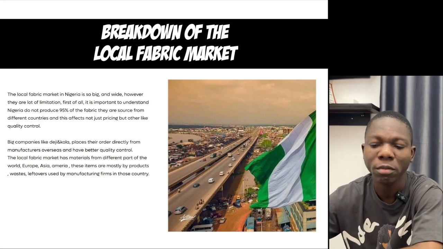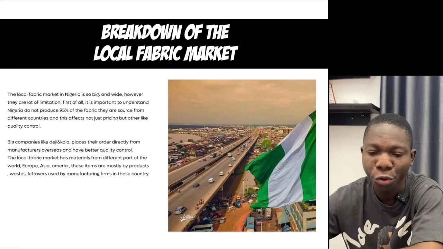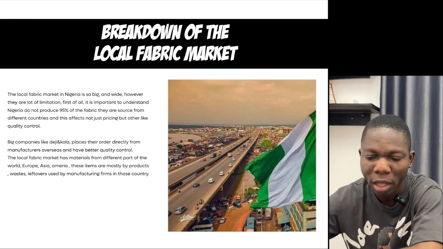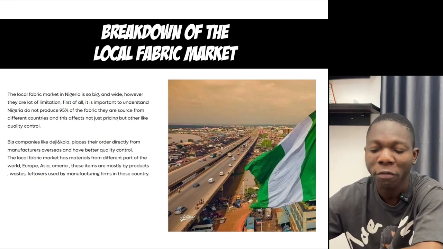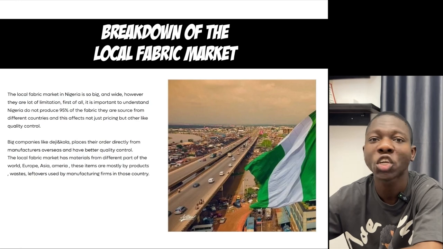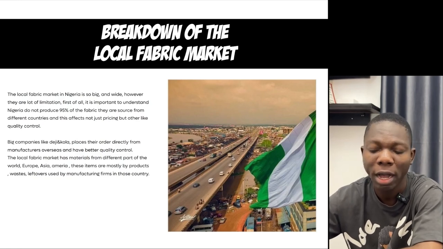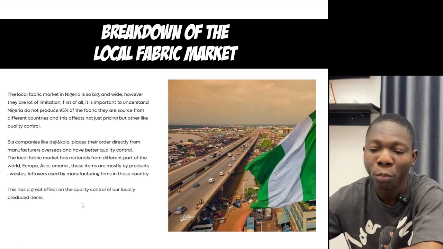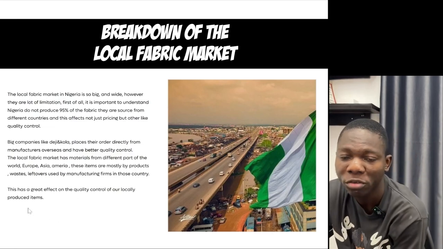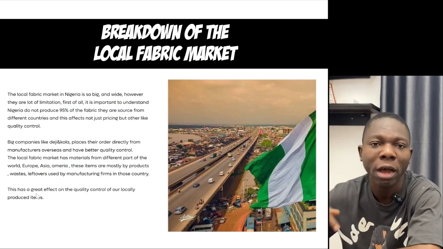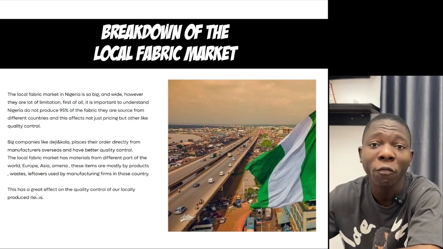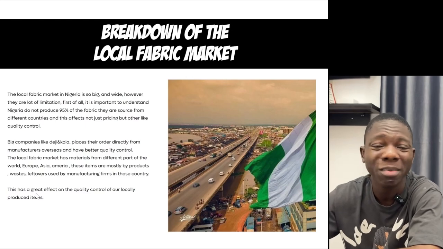For the local markets, materials from different parts of the world, Europe, Asia, America, are mostly leftovers or waste from manufacturing firms in those countries. These materials are then shipped into Africa and Nigeria. The fact that we procure materials like this affects the quality control of our locally produced items. If you want to produce an item using garments from the local fabric, you might not be able to get that material again after it has been exhausted from the local market. It might take a very long time. We might not be able to get something similar at all.